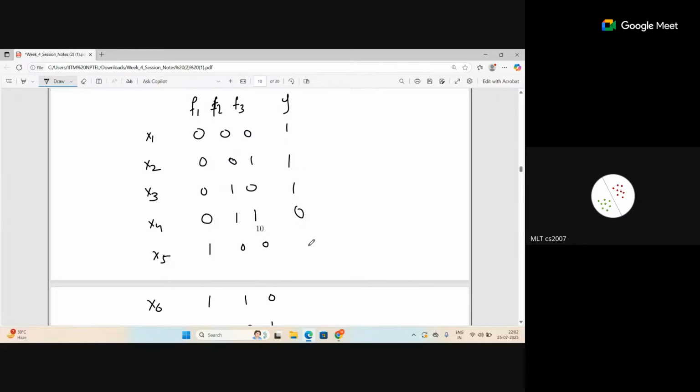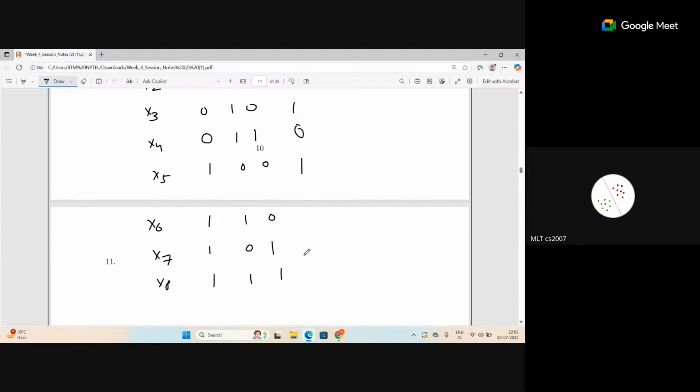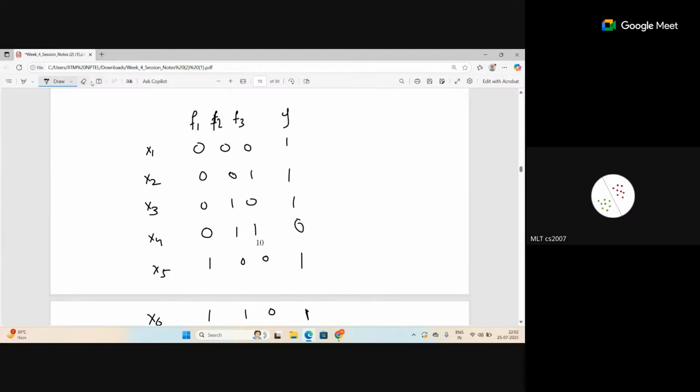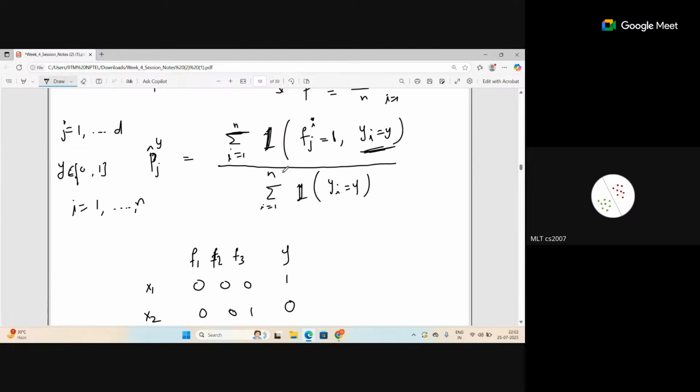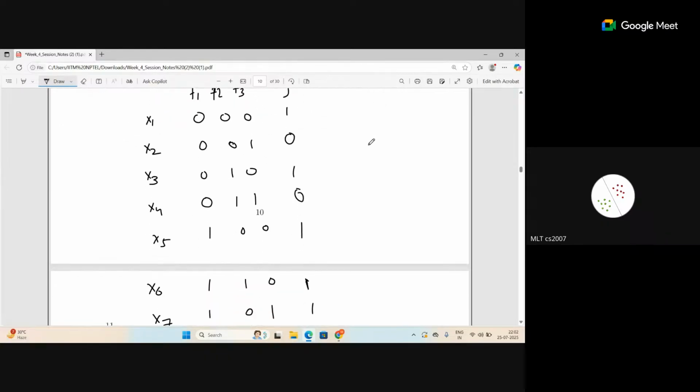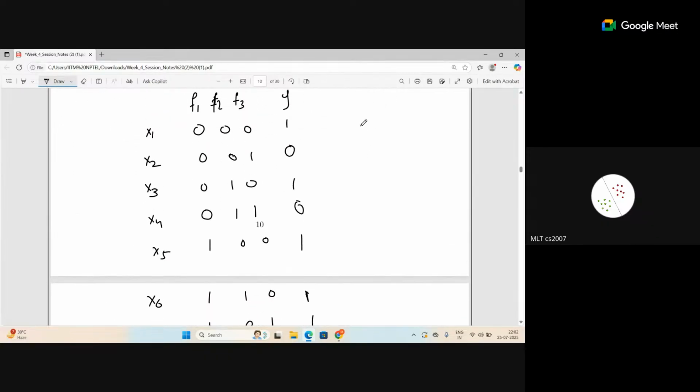That is a different example from what we have seen. So when I say that fj equal to 1, and yi equals y, what does that mean? What are these x1 to x8? These are 8 sentences, or 8 examples. Here i equals 1 to 8, j equals 1 to 3, and y is 0 or 1. Is that fine?